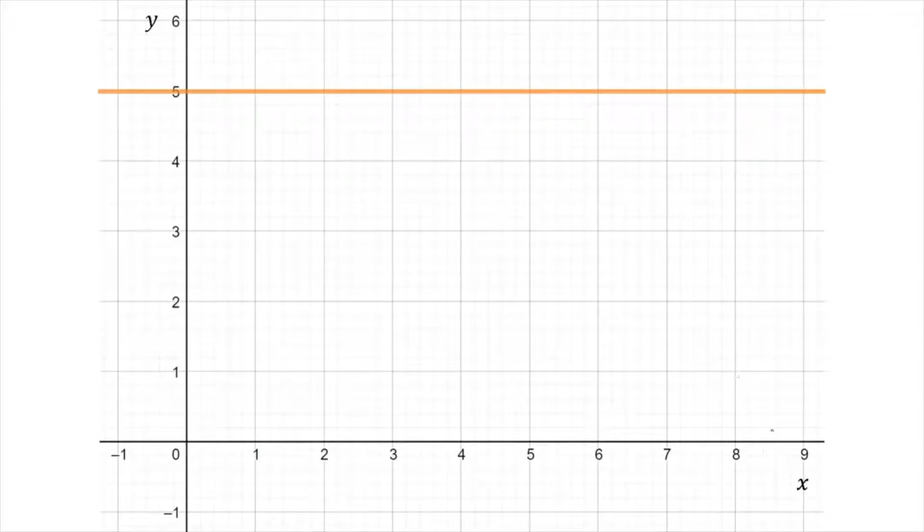A horizontal line is a line that is parallel to the x-axis and is y units above or below the x-axis. This particular horizontal line is 5 units above the x-axis and is defined as y equals 5.